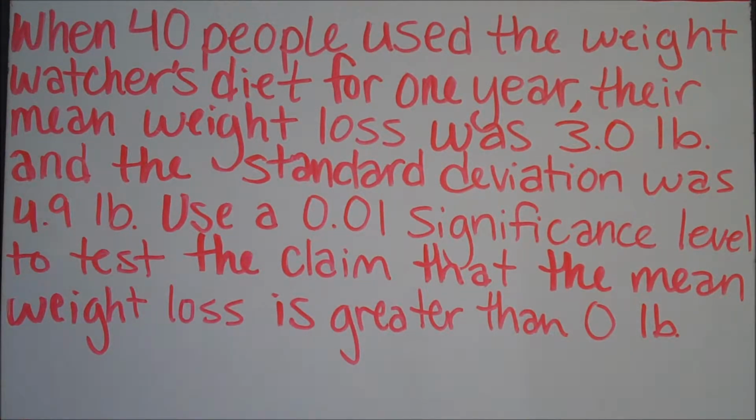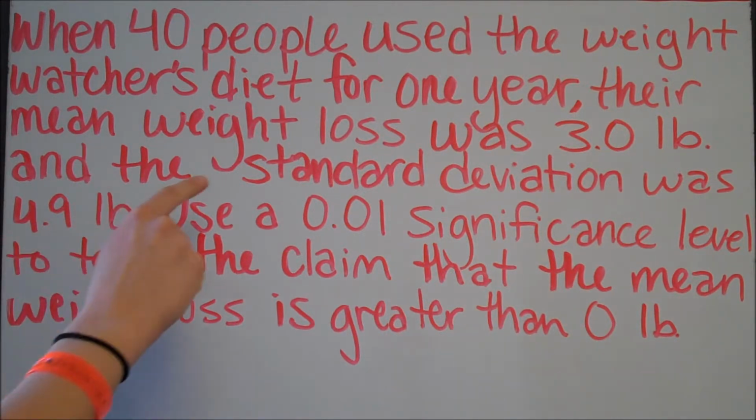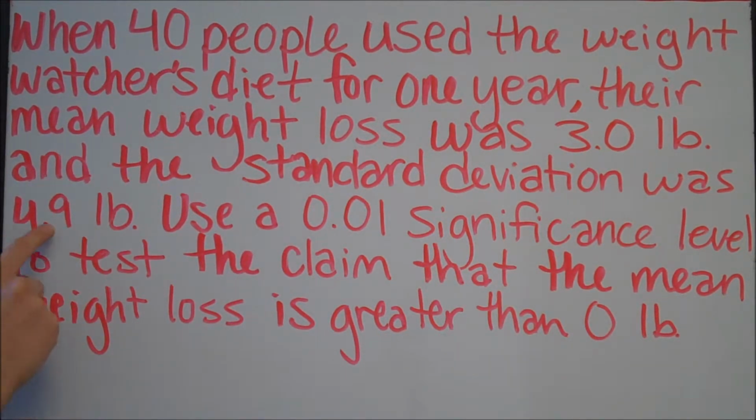Hi, today we're going to talk about testing hypotheses. We're going to test a hypothesis about a population mean where sigma is not known, sigma being the population standard deviation. The problem says, when 40 people used the Weight Watchers diet for 1 year, their mean weight loss was 3 pounds, and the standard deviation was 4.9 pounds. Use a 0.01 significance level to test the claim that the mean weight loss is greater than 0 pounds. We know that sigma is unknown because it only gives us the standard deviation of our sample, which is 4.9 pounds.